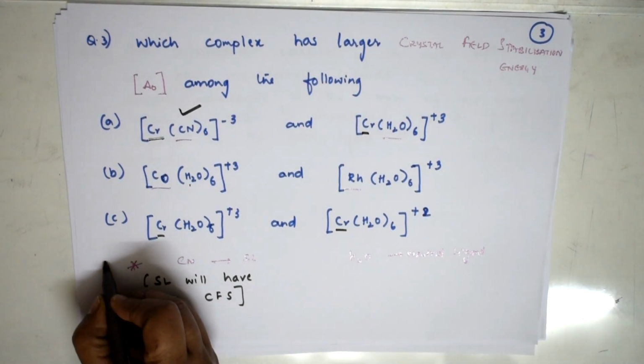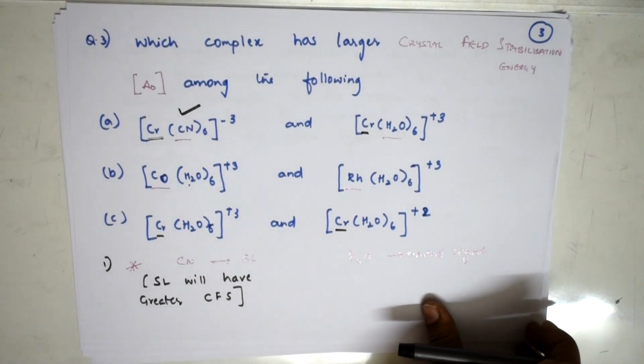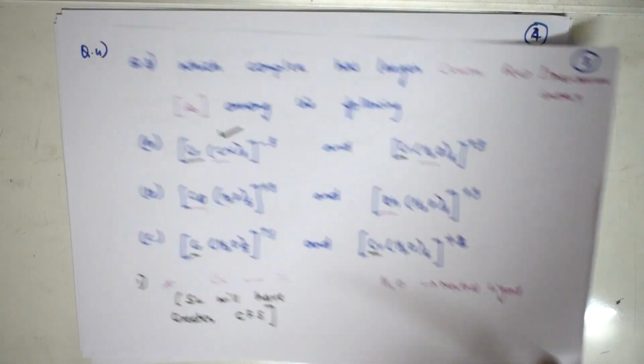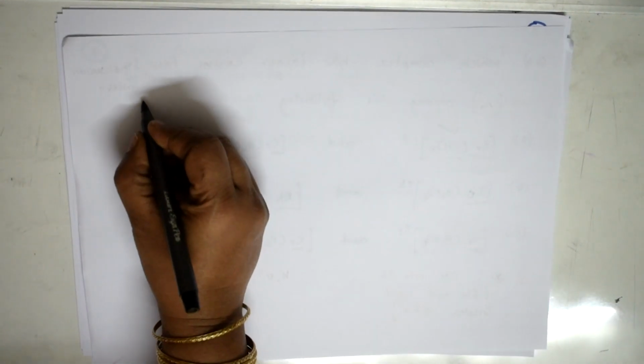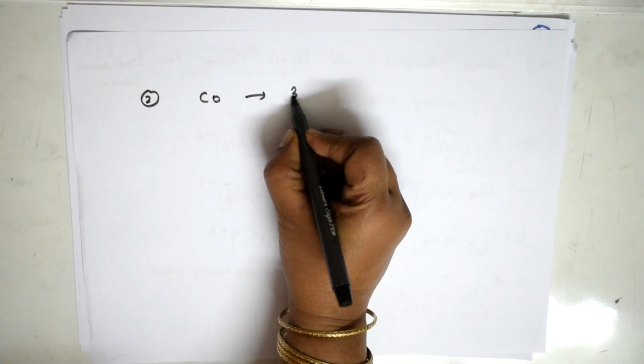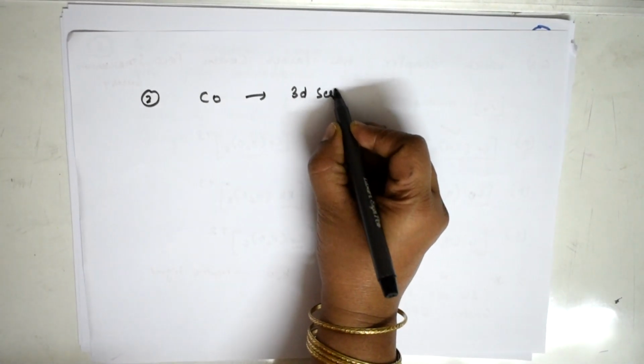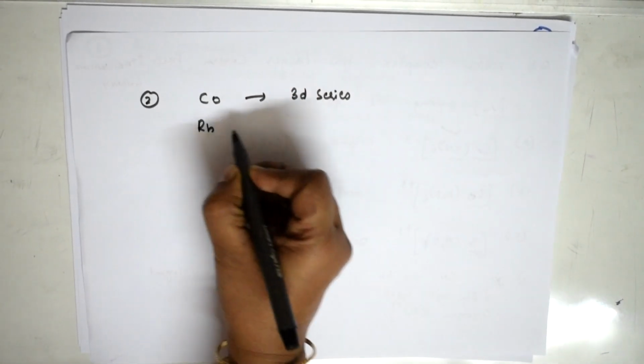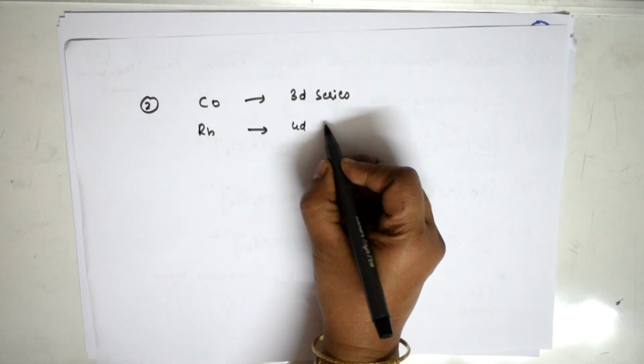So what should you judge here in the second case? Remember, here when I take, one is cobalt. In the second question, one is cobalt. Cobalt belongs to which series? 3D series, correct? Okay. Rh belongs to which series? It belongs to 4D series. Now how can I judge?